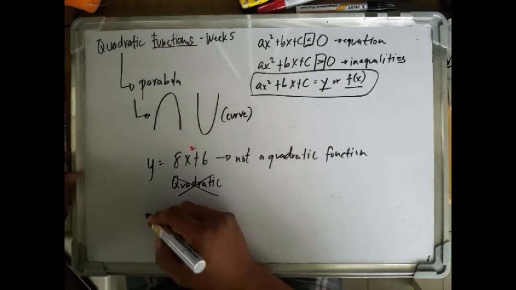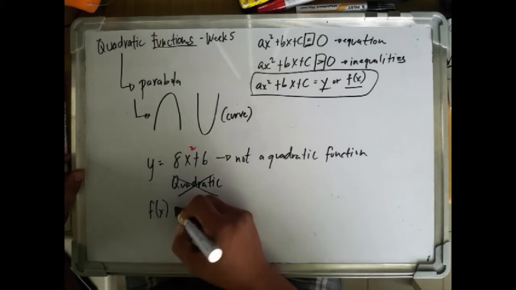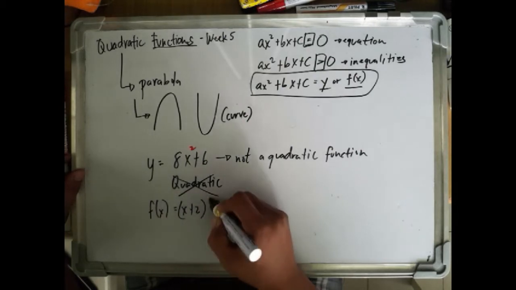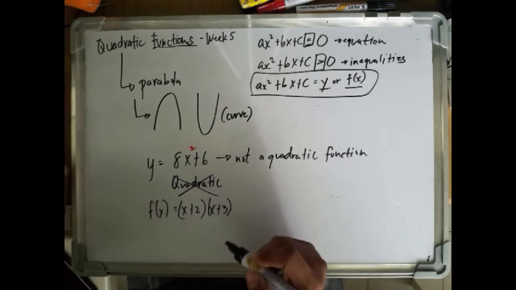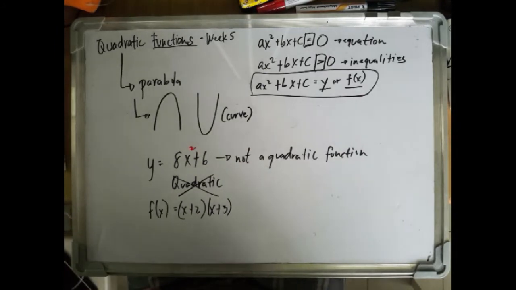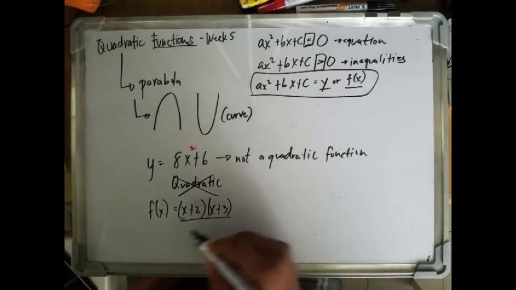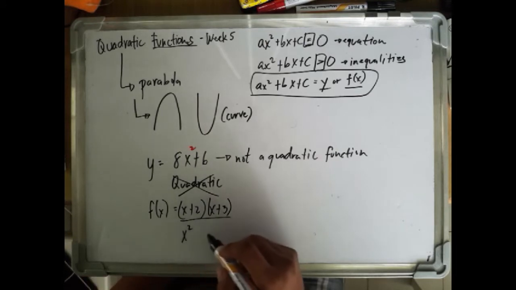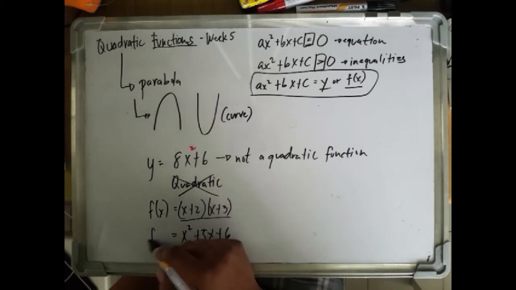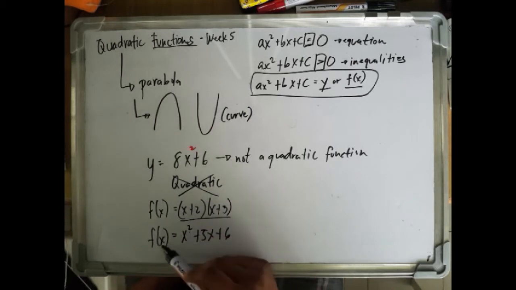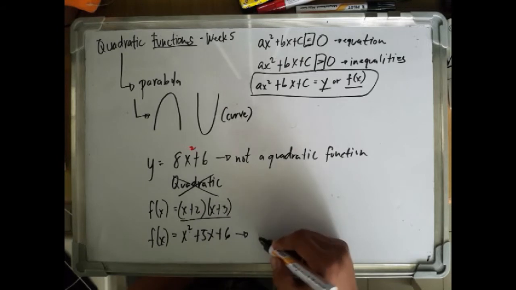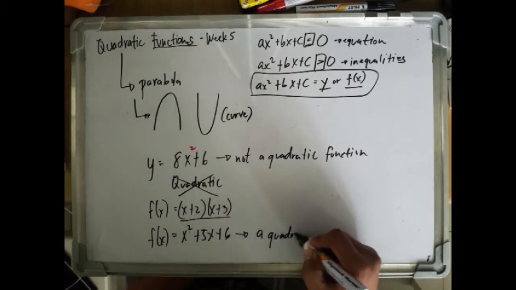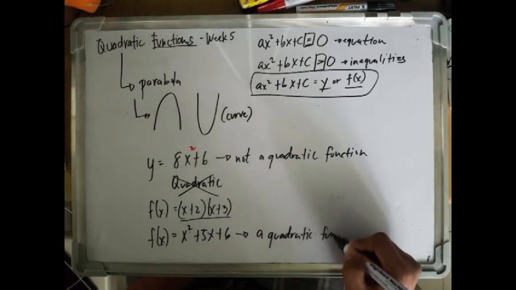Another one is f of x is equal to x plus 2 times x plus 3. As you can see, walang squared. Pero quadratic ba siya o hindi? Quadratic siya kasi this is expandable. Pwede natin siya i-multiply in such a way na it becomes x squared plus 5x plus 6. That is f of x. Therefore, may squared, may f of x, so this is a quadratic function. Ganun lang kadali para masabi natin na quadratic function.